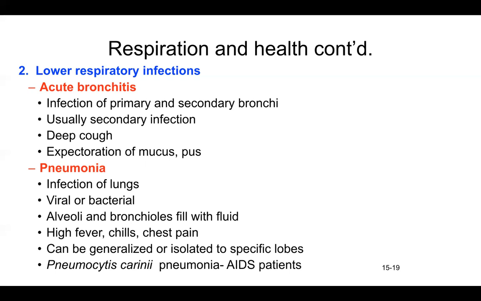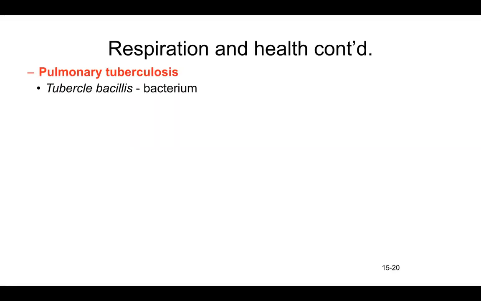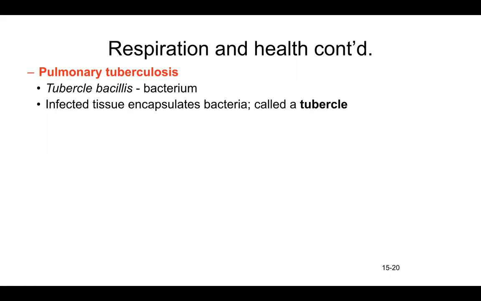Okay, next is tuberculosis. Specifically, pulmonary tuberculosis is the longer name. And there's a bacterial cause of this called tubercle bacillus. That's the scientific name, the Latin name, of the bacteria, where infected tissue encapsulates a bacteria, forming what's called a tubercle. So tissue of your body surrounds the bacteria, and then that actually becomes even worse in your body. So the state of your immune system will determine whether it's going to be an easy journey or a tougher journey on the road to recovery.